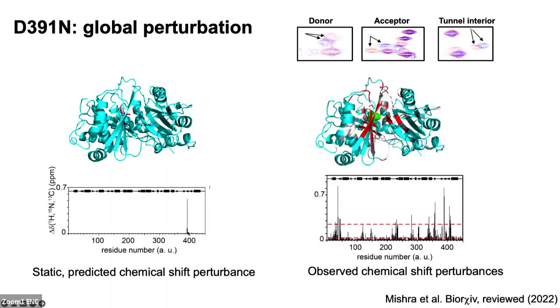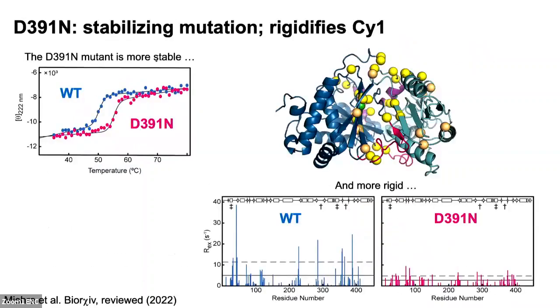This single mutation has chemical shift effects that propagate all the way from the mutation to both sides where the carrier proteins would interact. Moreover, this mutation stabilizes the wild type by 5 degrees, seen from the thermal melts, and it becomes more rigid. And then rigidity is all throughout.